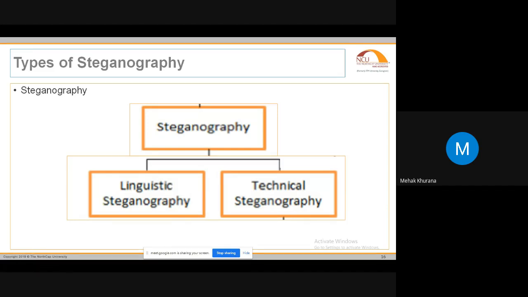So coming back to the types of cryptography, we have understood that we have secret messaging, and secret messaging can be divided into secret forms of messaging. One is cryptography, another is steganography. Steganography is again further divided into two parts, which are called linguistic and technical steganography.